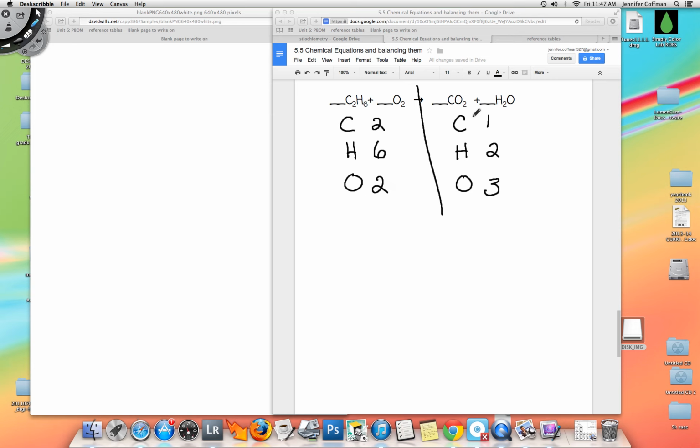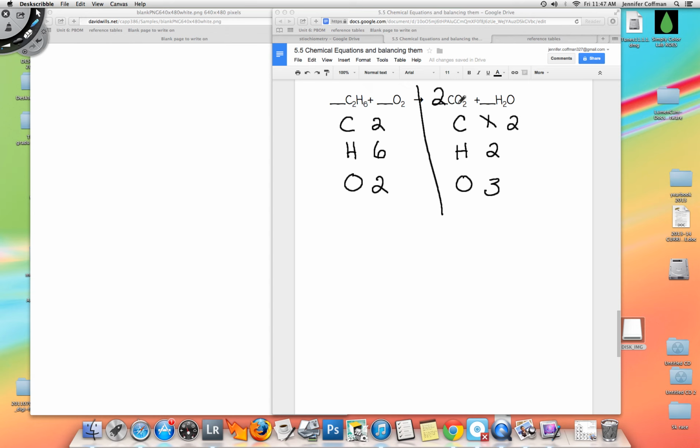Alright, when you do this problem, I suggest that you start with the carbons and then you leave the oxygens for last. So let's do carbons first. Here's 2 carbons here, there's 1 carbon here. I need to get this number of carbons to equal 2. So I'm going to go up into my coefficients and I'm going to place a 2 right here. I'm going to stop everything and I'm going to recount. This carbon became 2. There's 2 carbons now.